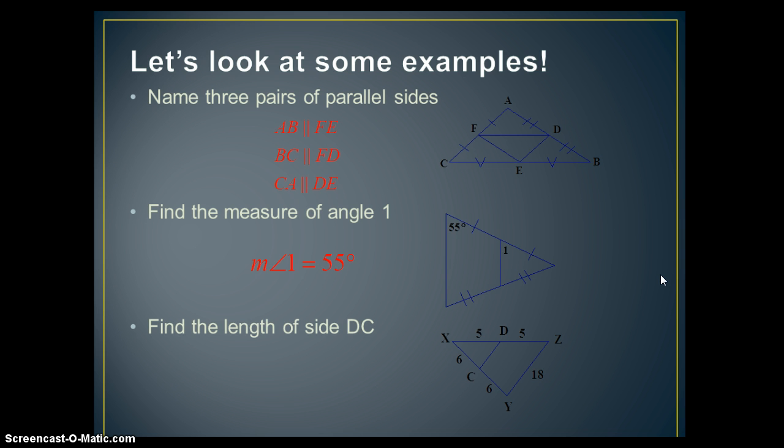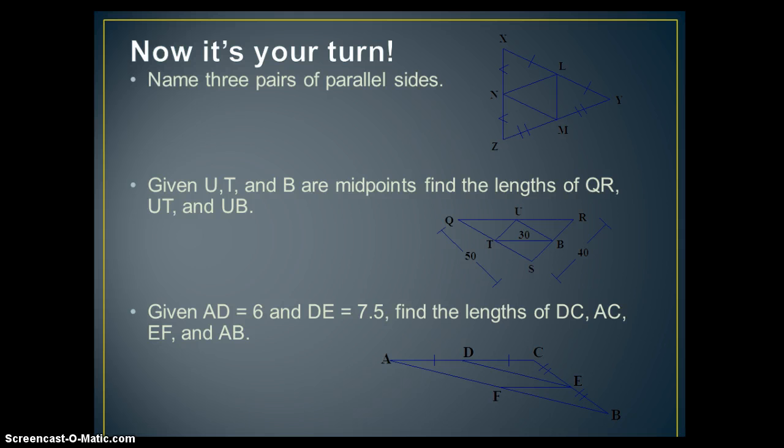Find the length of DC. Well, again, DC is a midsegment because D divides XZ in half and C divides XY in half. So DC is going to be half of ZY, which makes DC 9. It's your turn. Try these three.